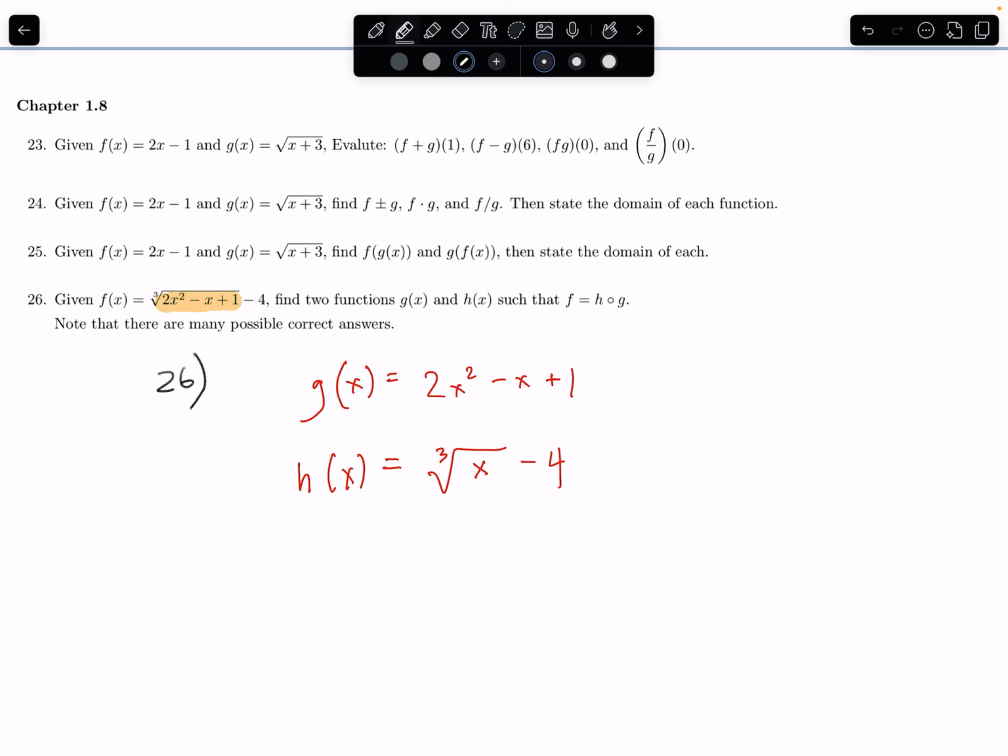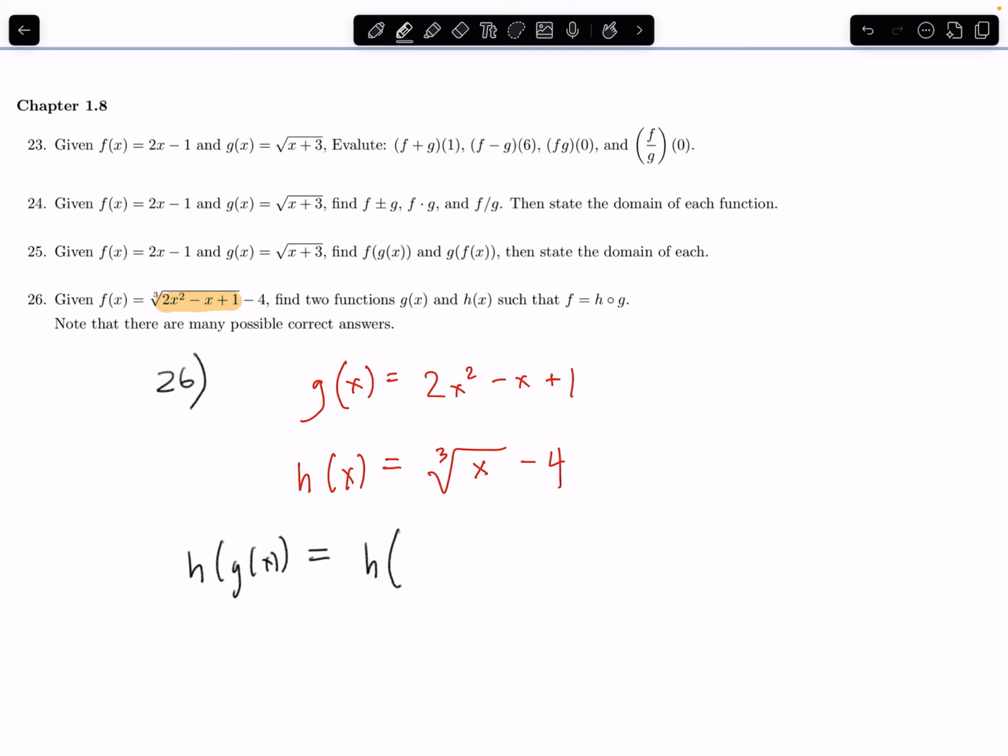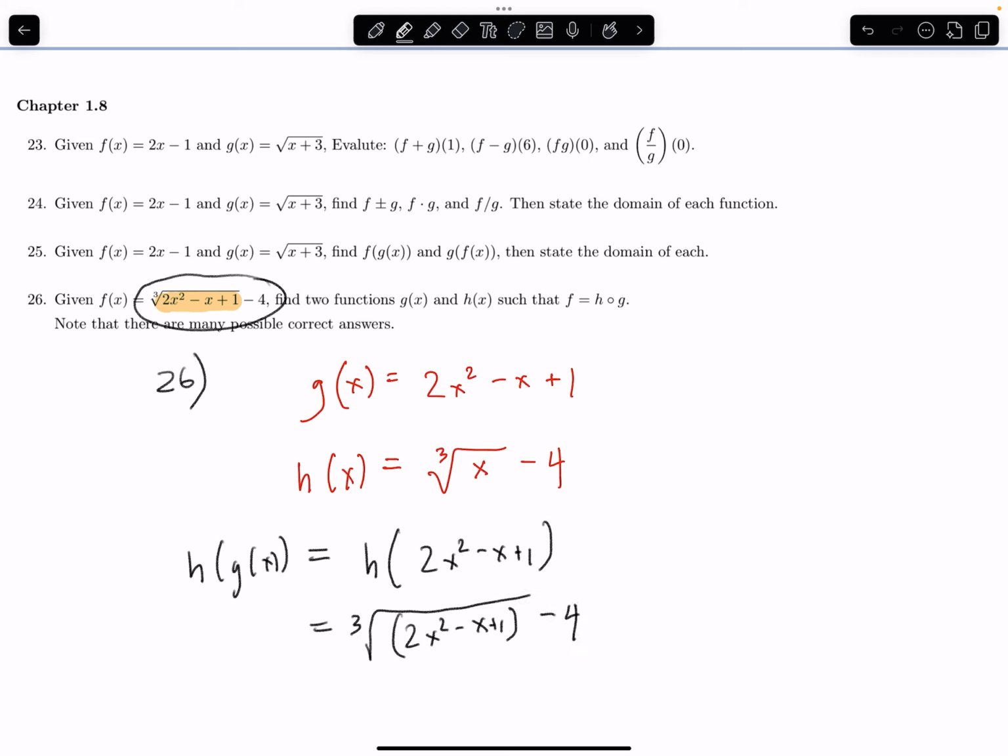Now let's do a quick check to make sure h of g of x is indeed what I want it to be. What's h of g of x? That's h of 2x squared minus x plus 1. H takes whatever is input, which in this case is 2x squared minus x plus 1, takes the cube root of it, and subtracts 4. And look, the result is exactly what we were hoping it would be. So these check out.